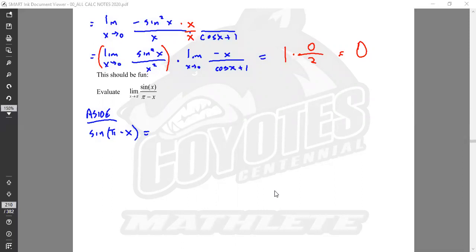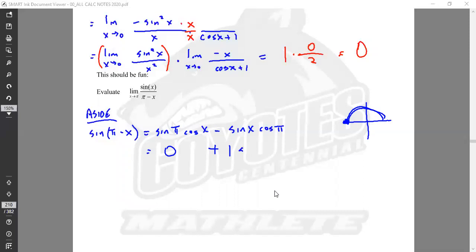identities for trigonometry. This is equal to sine pi cos x minus sine x cos pi. And so we have to realize what's happening at pi. Sine of pi is equal to 0, times cos x. Sine of x times cos pi. Cosine of pi is negative 1. So this ends up being 1 sine x. So therefore, sine of pi minus x is equal to sine x.